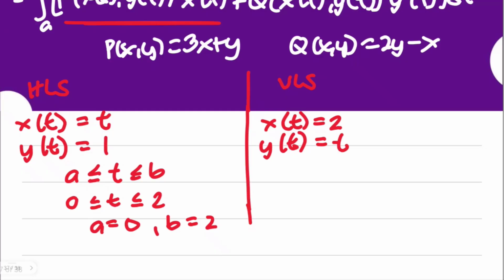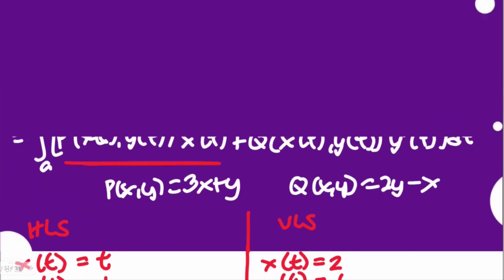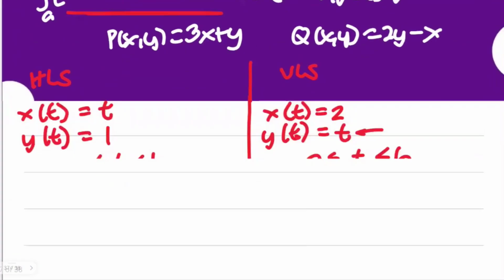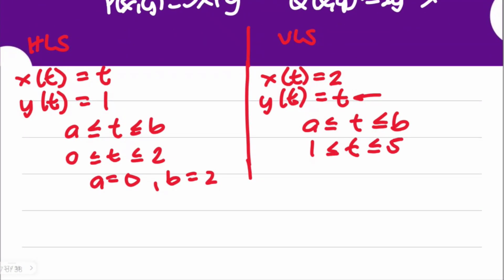That would be your t. Again, your t would tell us your a and b. T is assigned to y, which changes from 1 to 5. So you have your 1 to 5. Our a is 1, our b is 5. Okay? As you can see here, for the horizontal line segment, it's x of t which is t, but for the vertical line segment, it is your y which is t.